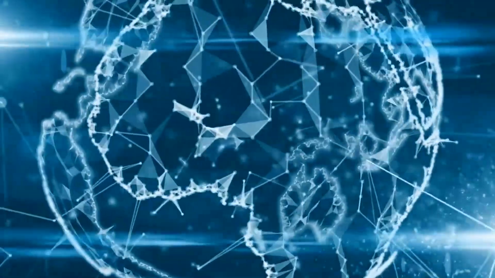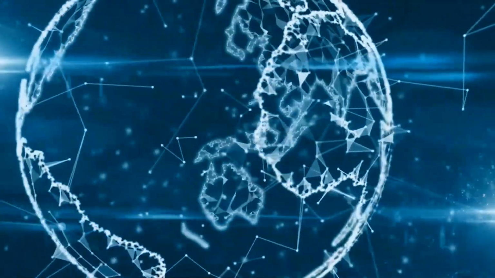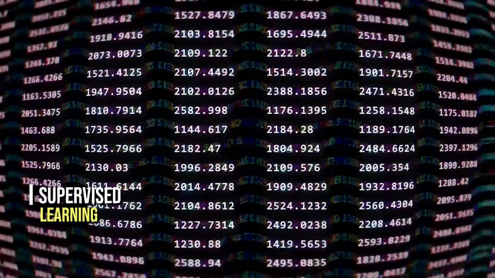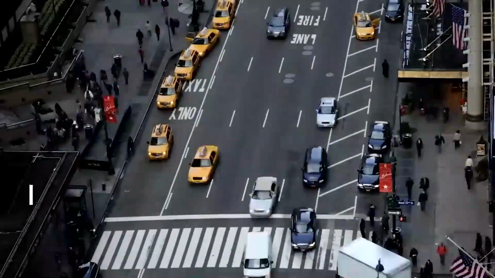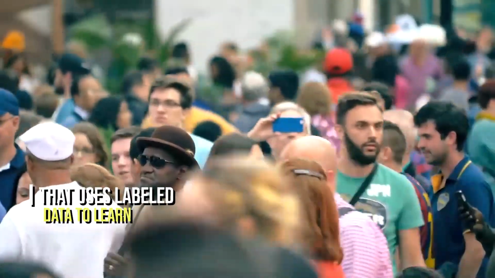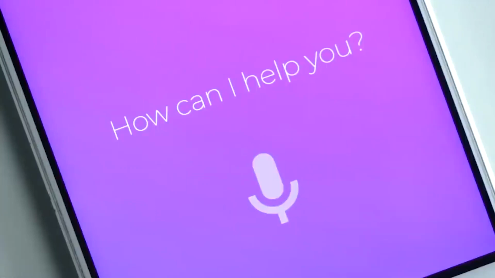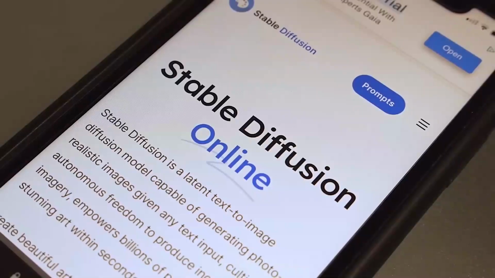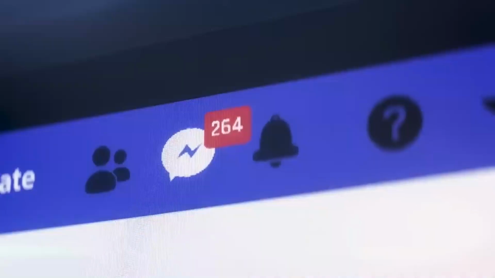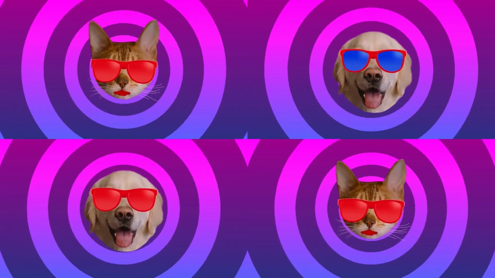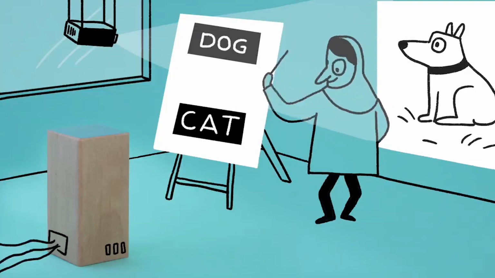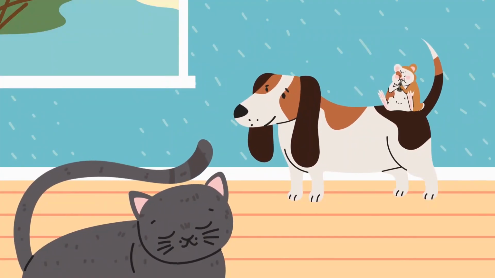Let's look at 10 examples of how machines learn and adapt to human behavior. 1. Supervised learning. Supervised learning is a machine learning technique that uses labeled data to learn. Labeled data is a dataset that has already been classed or categorized, and the machine utilizes it to learn how to categorize new data. A dataset of images of dogs and cats, for example, can be used to train a machine learning algorithm to classify new images as either dogs or cats.